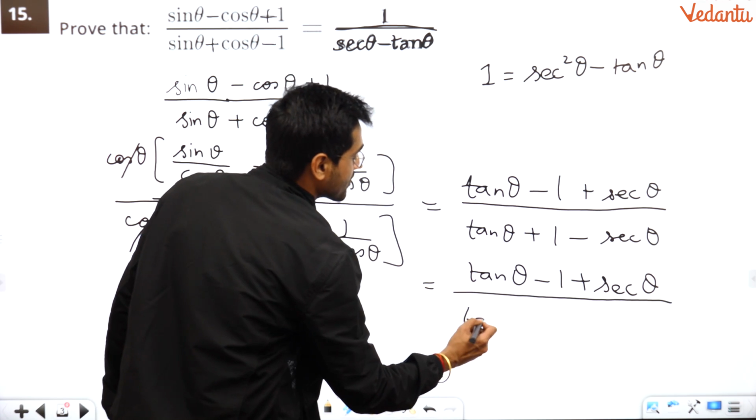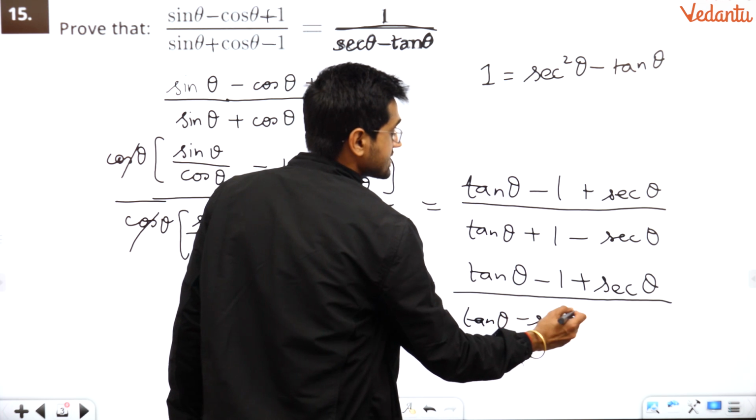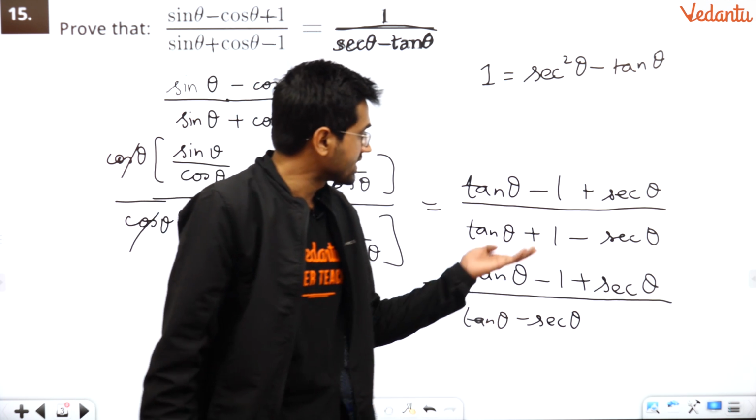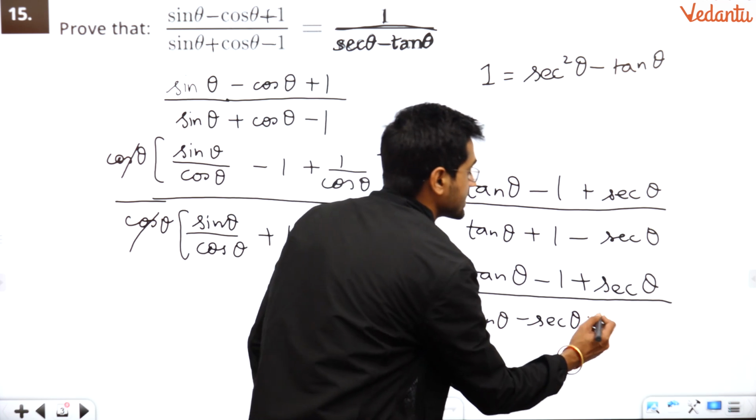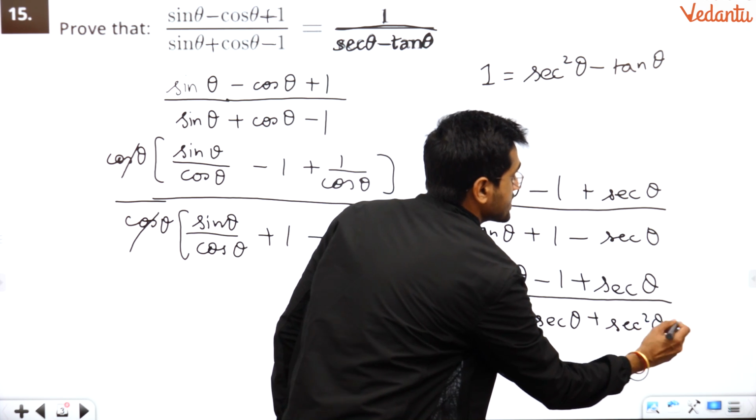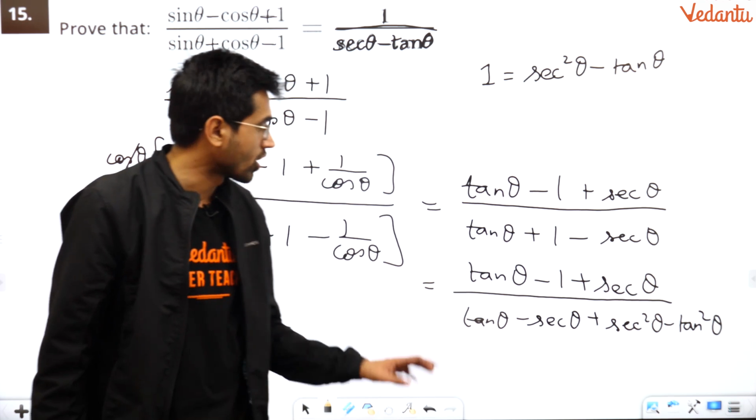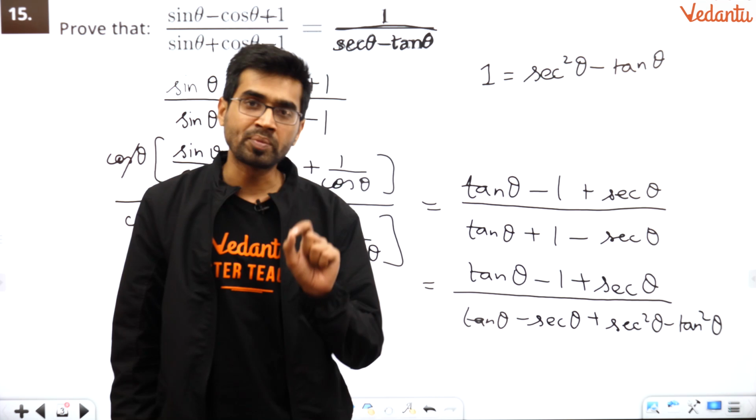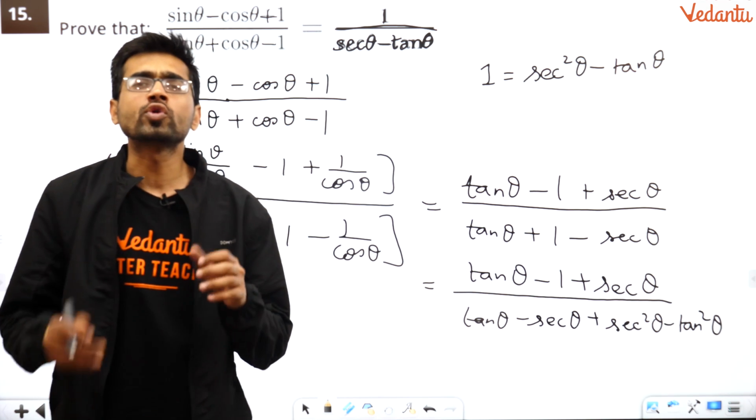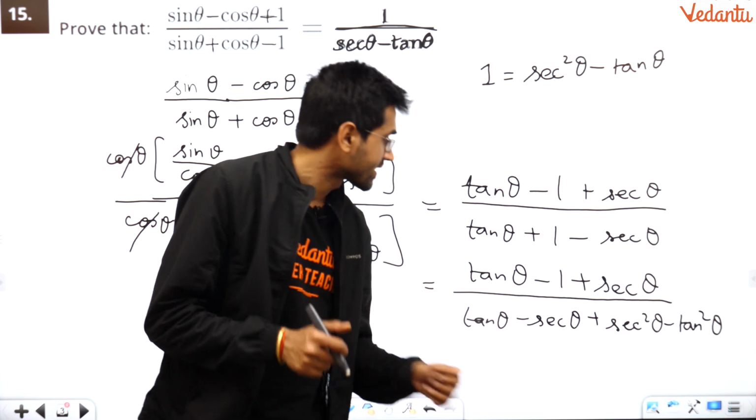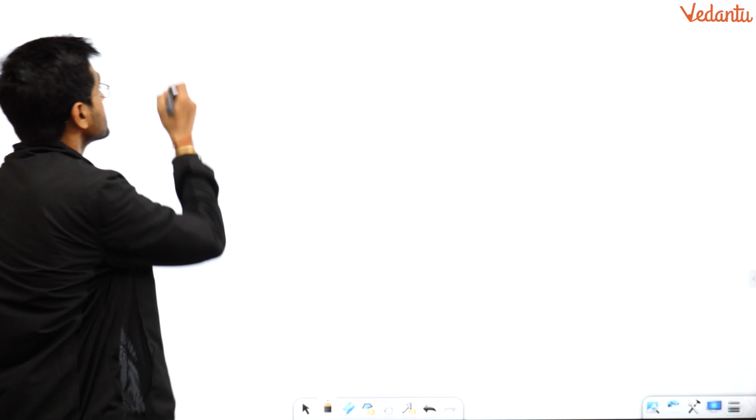Now in place of that 1 you can write, first I'm writing tan theta minus secant theta together. Then in place of this plus 1, I will write secant square theta minus tan square theta. Now I want to change the page, it's already been filled up. Just to remind you one thing, a square minus b square is a plus b into a minus b. Yes, it is correct. So I'm going to write the same thing on the next page.